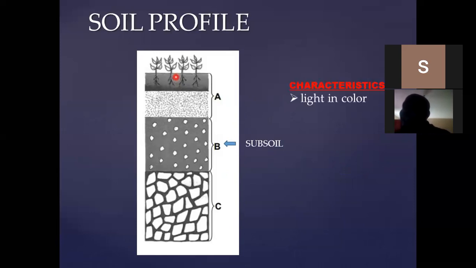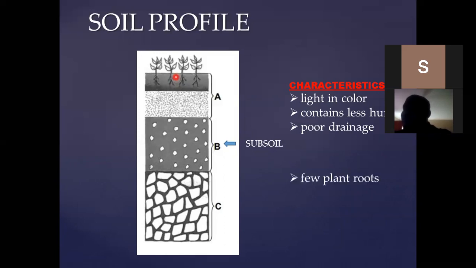It is light in color. Why is it light in color? It's because it lacks humus. Humus is naturally dark in color, and remember, humus, by definition, is just organic matter that has been decomposed. Also, the subsoil is poorly drained. And also the subsoil has fewer plant roots, very few plant roots reach layer B.